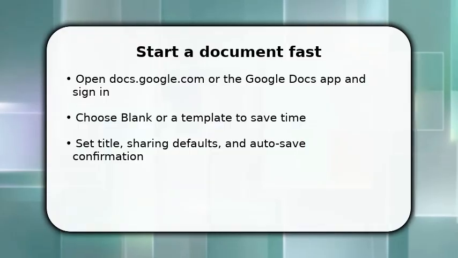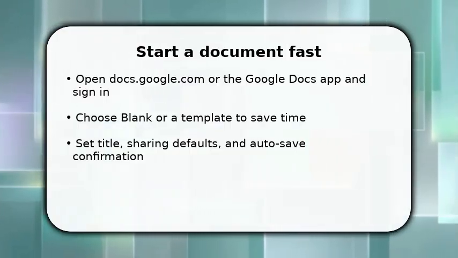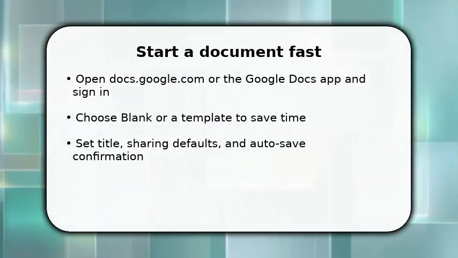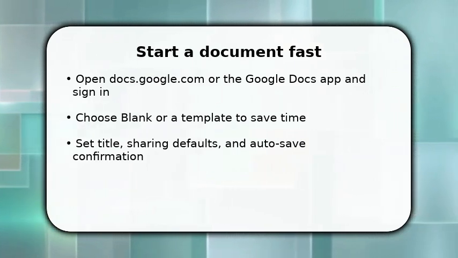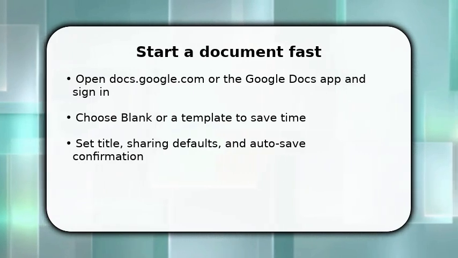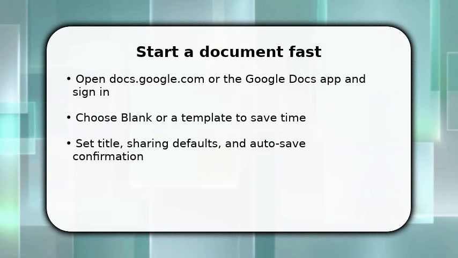Enjoy the video. You start by creating a document and naming it immediately so autosave tracks changes. Click blank or pick a template that matches your goal. Template speed structure. Once created, set sharing defaults, restricted, link-only, or specific people so you control access.